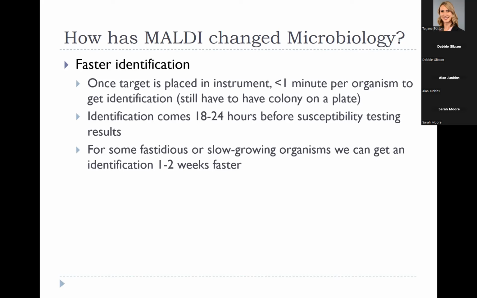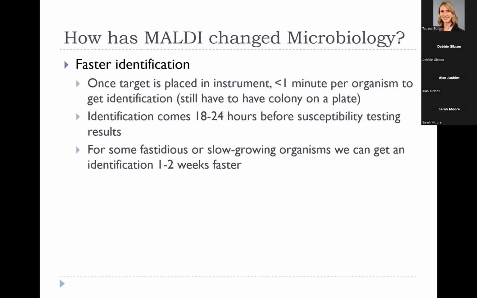So if we fill up that entire 96 well tray, and we don't do that, we don't do 96 at a time. We'll do 20 at a time and then be able to use that tray to do more later so we can get them done faster. But that entire 96 well tray, 96 organisms can be identified in probably about 45 minutes or so.